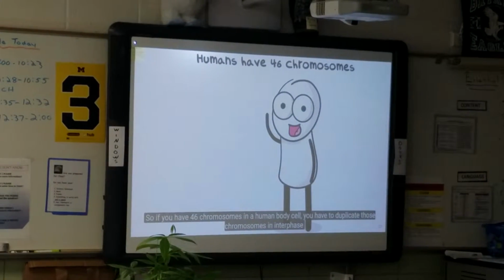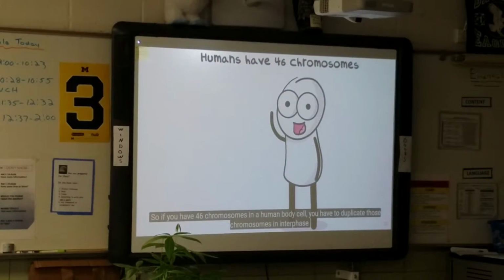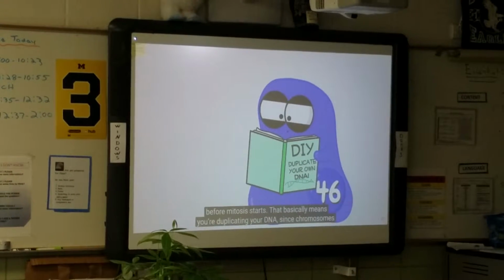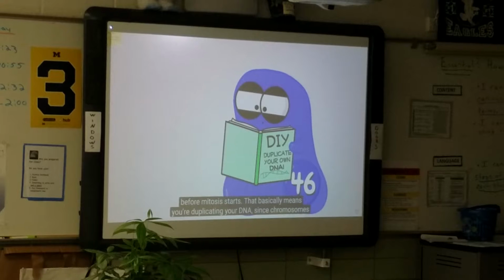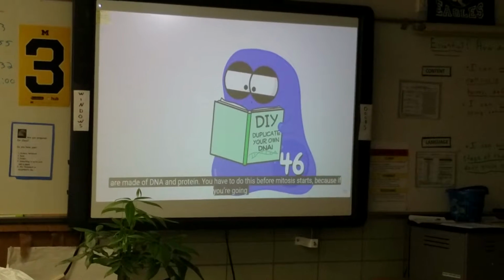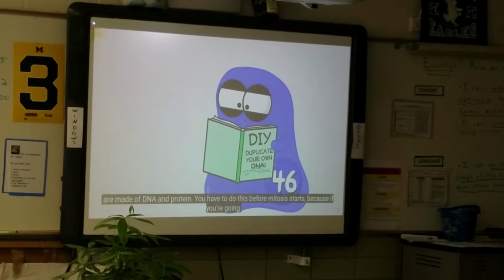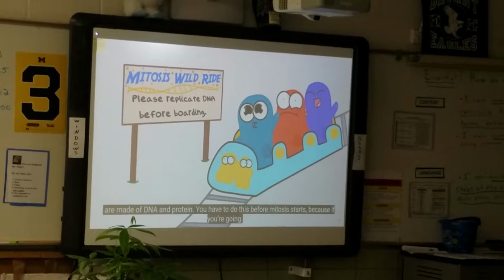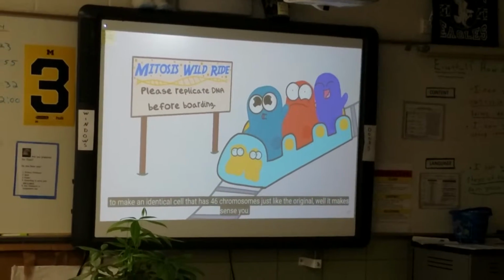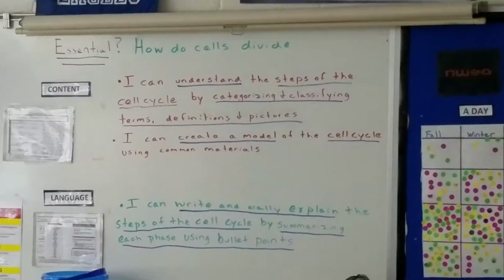So if you have 46 chromosomes in a human body cell, you have to duplicate those chromosomes in interphase before mitosis starts. That basically means you're duplicating your DNA, since chromosomes are made of DNA and protein. You have to do this before mitosis starts because if you're going to make an identical cell that has 46 chromosomes, just like the original.